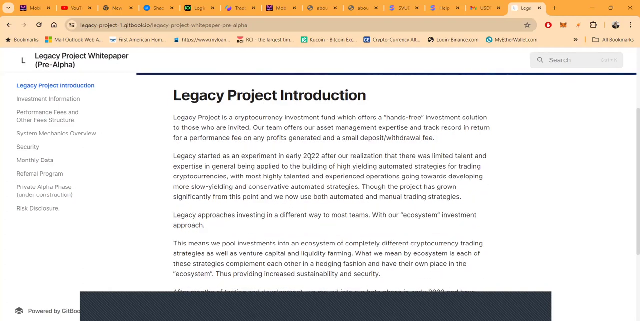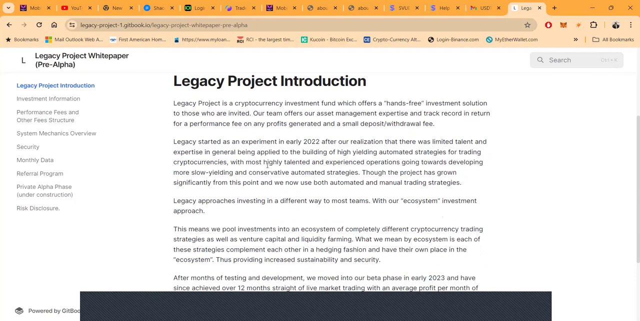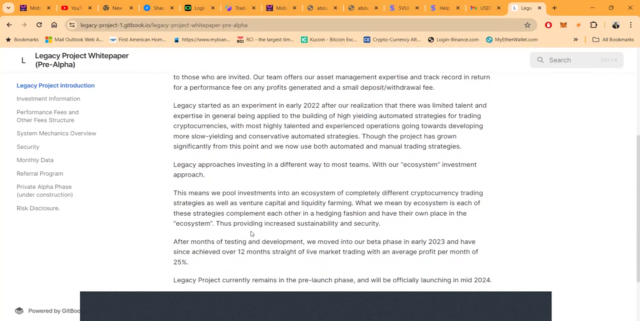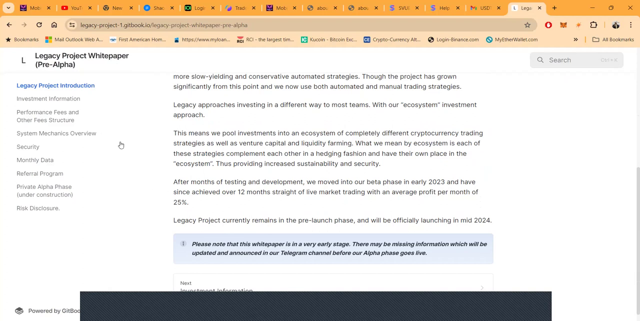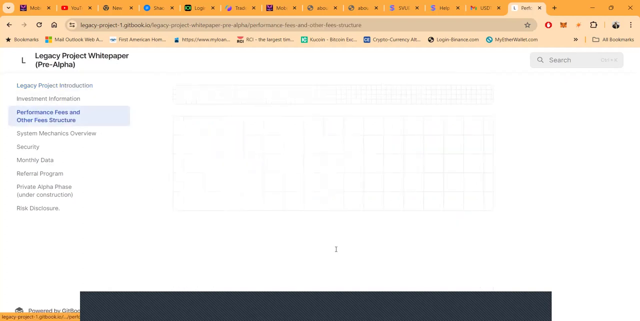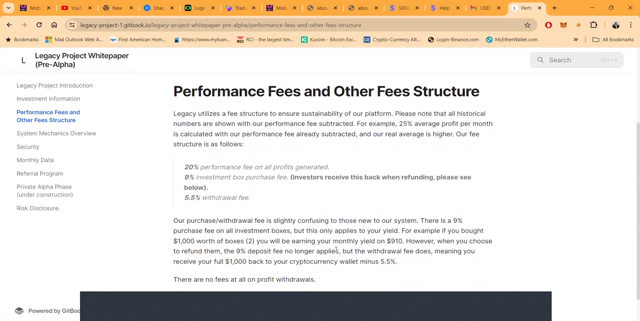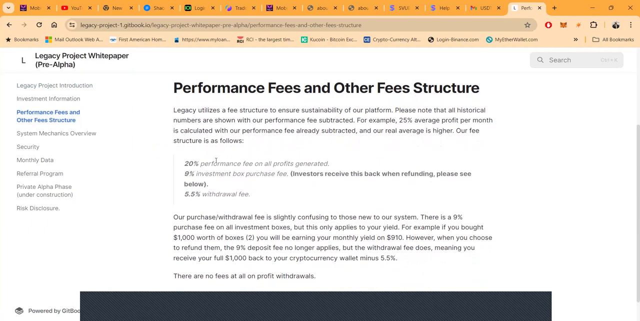But, folks, just in brief, in 2022 they started working on it. Here we are in 2024 after 12 months of them getting good profit along the way. Now, folks, there are some fees. So you want to come over and take a look at the performance fees and other structures. There's a 20% performance fee on all profits generated. You're still getting over 25% a month back after they take their 20%.